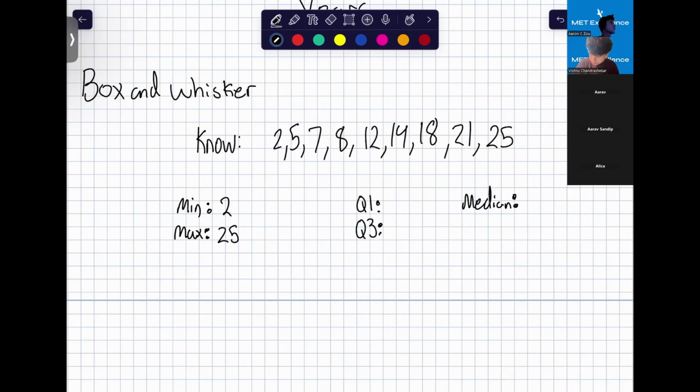And then Q1. Wait, no. Let's do median first. Median. You guys should know how to do the median. You just cross out the smallest and then cross out the largest, and then you move inward like that. So you find the median's 12.